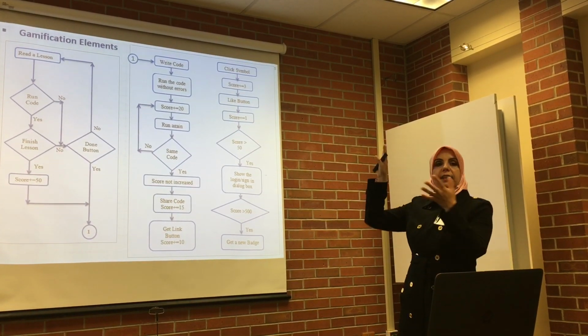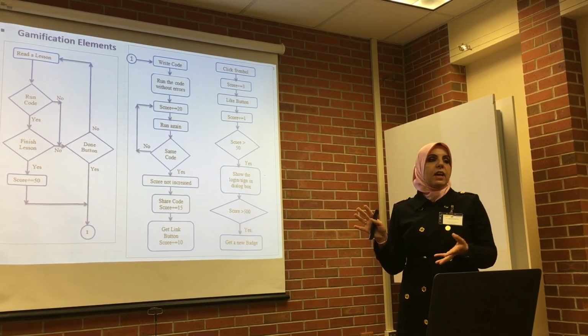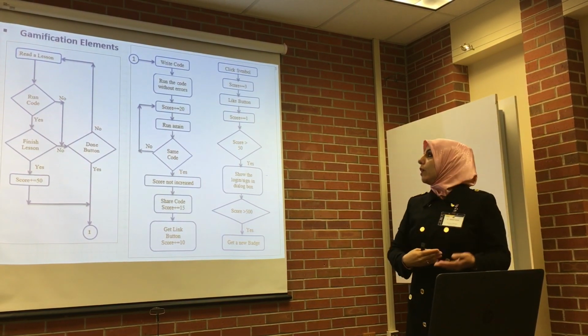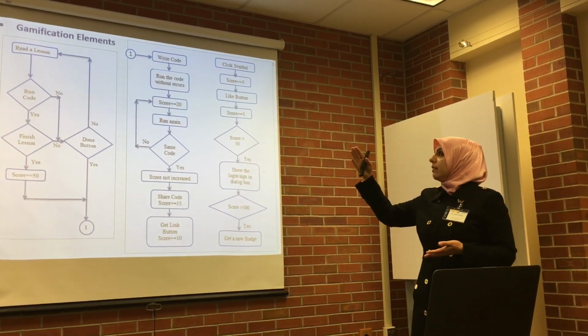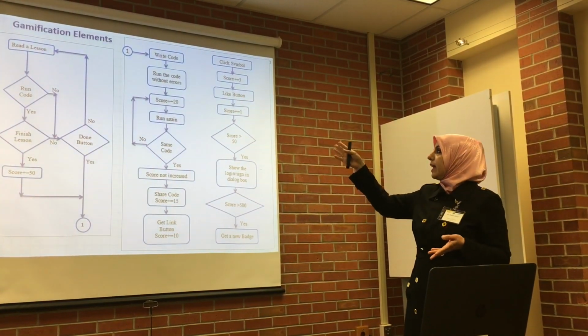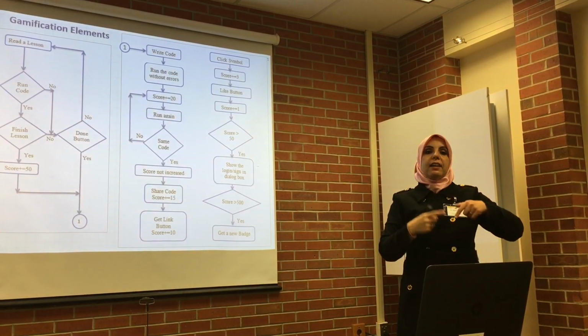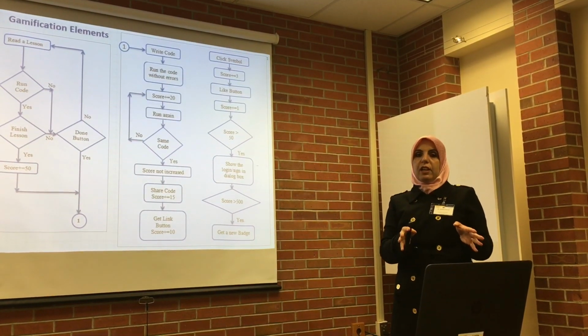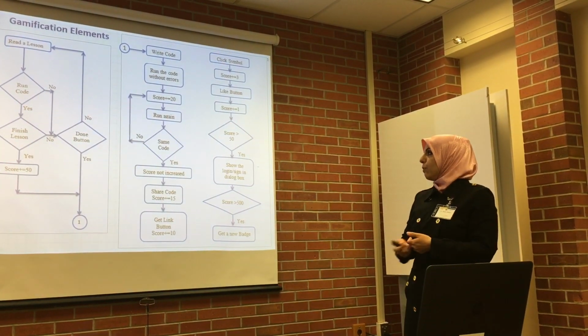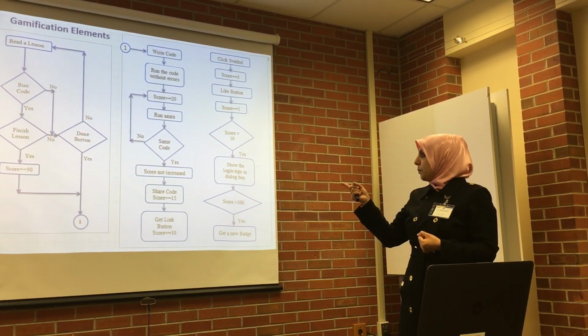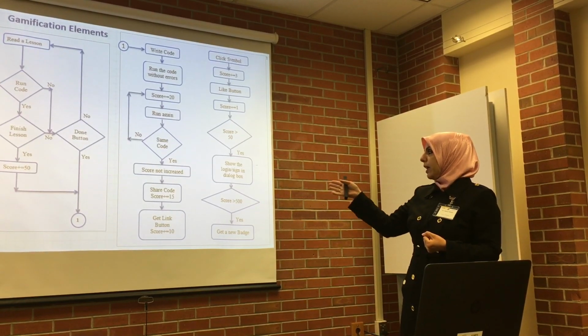These are the different activities that a student can do to increase his score. If he writes some code and runs it correctly without any errors, he will get 20 points. If he runs it again and does not change the code, he will not get any scores. But if he runs it again and changes the code, he will get more scores. Then if he shares the code with others, he will get 15 points.